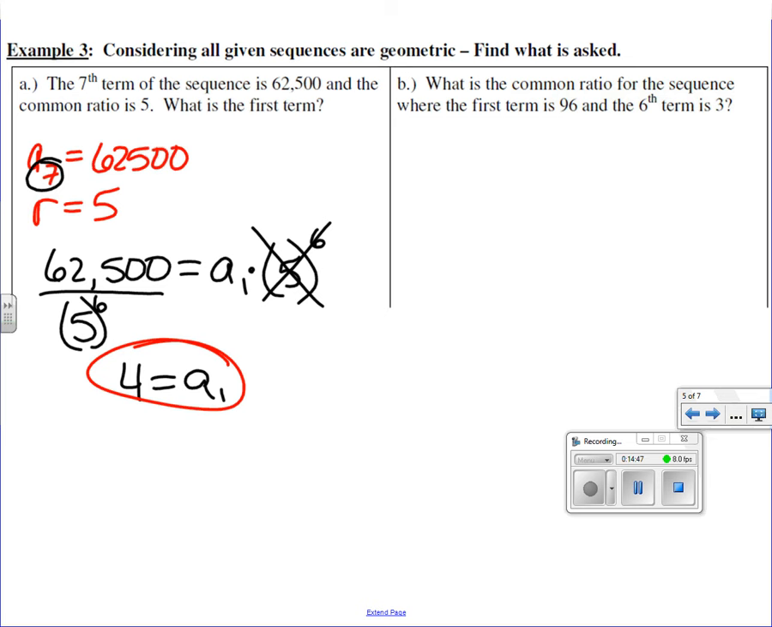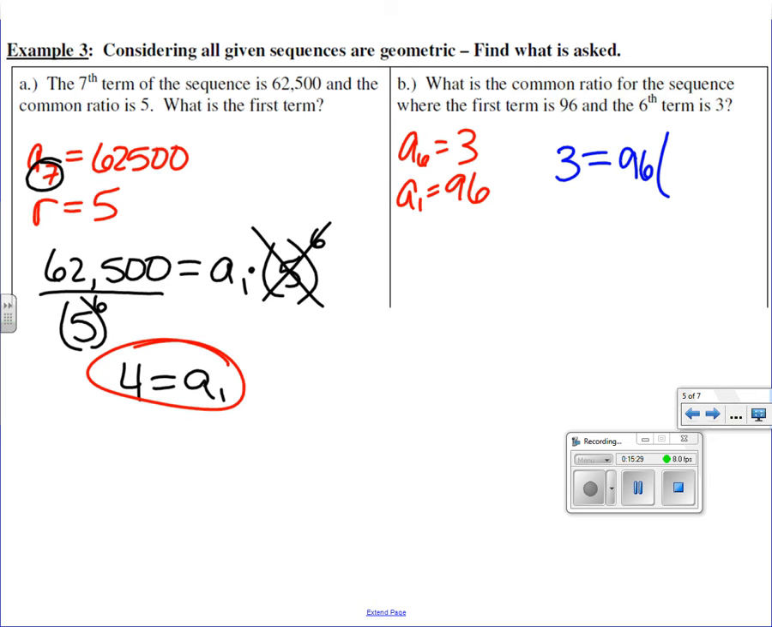All right, B, what is the common ratio for the sequence where the first term is 96 and the sixth term is 3? Autumn, what's one thing we know? How do I write that? Good. Kendra, what's something else we know? Good. Okay. All right, so let's use our handy dandy formula right here. Austin, do we know what goes in for AN? Very good. A1 is 96.